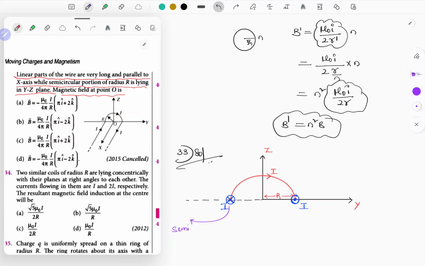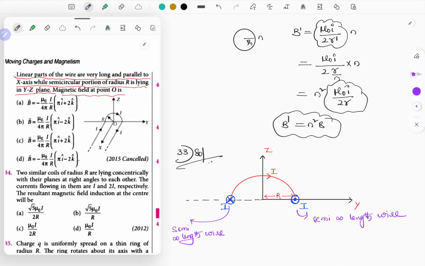This is a semi-infinite length wire. So this is also a semi-infinite length wire.